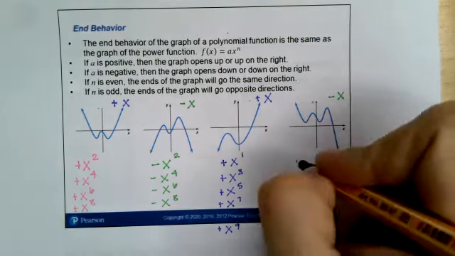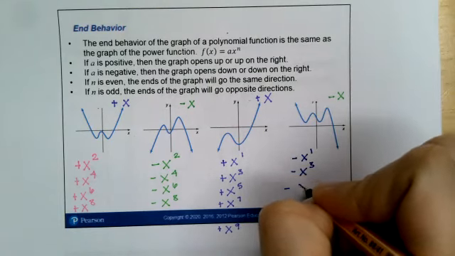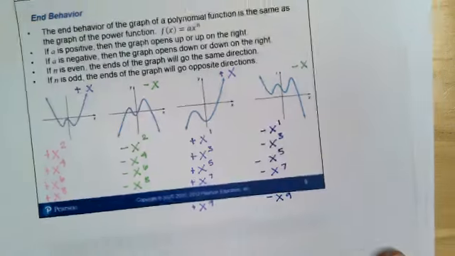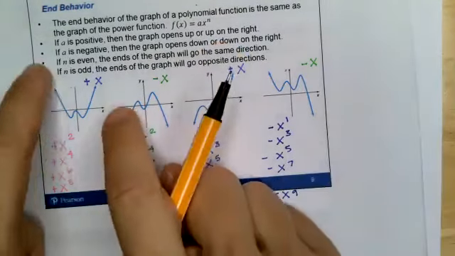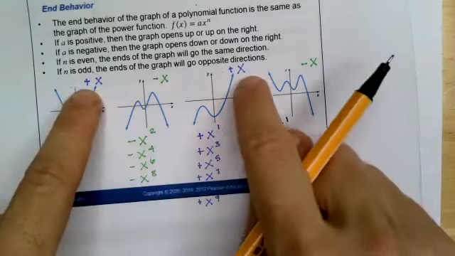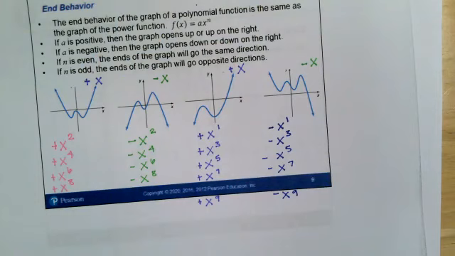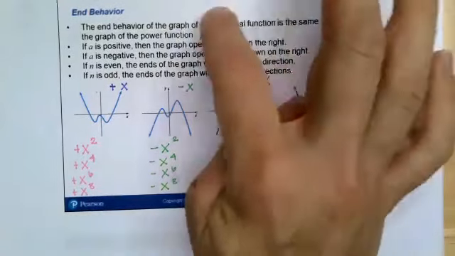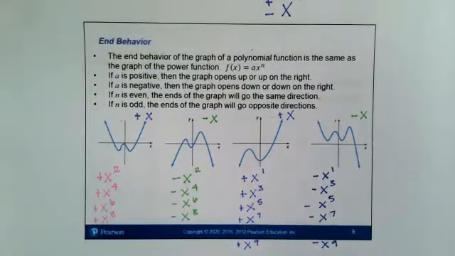Last one, negative x to an odd number. Okay, so if that number is odd, it's going to change directions. If it's even, the directions are going to stay the same. If it's positive, it's going to open up. If it's negative, it's going to open down. That's what you should know about end behavior. And if this part is very easy for you to understand, that is fine. More efficient than what I did, right?